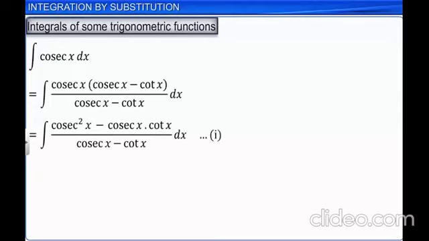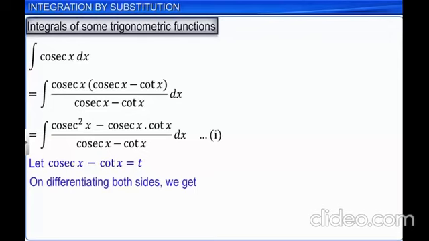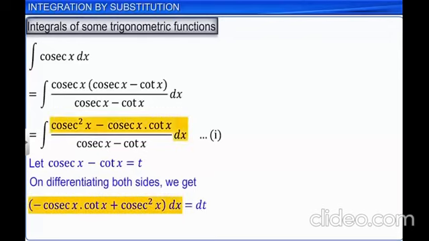Let's substitute cosecant x minus cot x as t. On differentiating both the sides, we get the LHS of the expression as the numerator of integral 1, which is equal to dt.